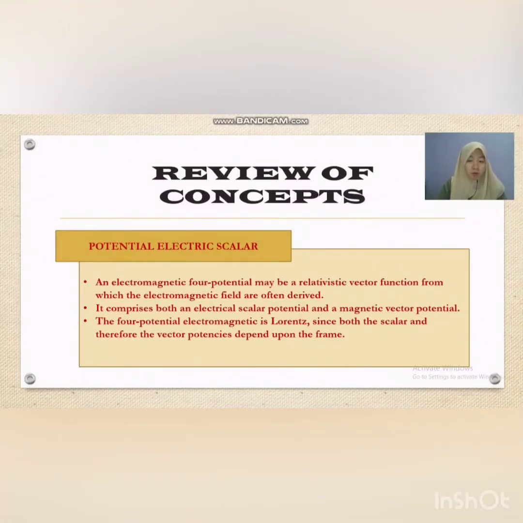Today I am going to present a review of concepts in electric scalar potential. An electromagnetic four-potential is a relativistic vector function from which the electromagnetic field can be derived. It comprises both an electrical scalar potential and a magnetic vector potential. The electromagnetic four-potential is Lorentz covariant, since both the scalar and the vector potentials depend upon the frame.